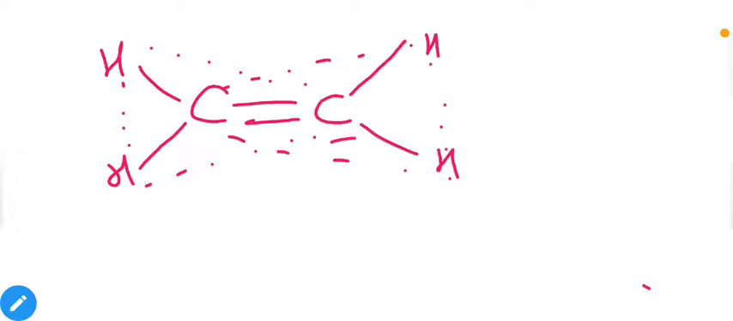And similarly the second carbon also contains sp2 hybridization, so the structure around the second carbon will be planar triangular as well. Okay, so we have two different planar triangular structures fused into each other, and this will be the structure of the ethene molecule, and the hybridization of both carbons will be sp2.